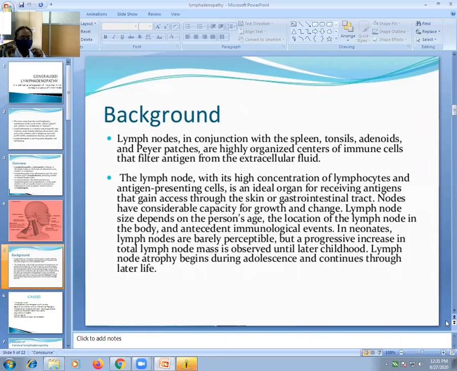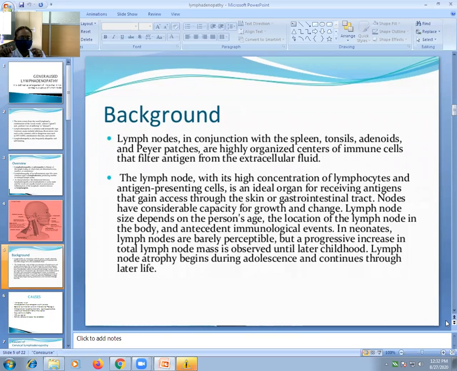Lymph node, with its high concentration of lymphocytes and antigen-presenting cells, is an ideal organ for receiving antigen that gains access through the skin, from the GIT, from blood, etc. The nodes have considerable capacity for growth and change. Lymph node size depends on the person's age, the location of the lymph node in the body, and the antecedent immunological event. In neonates, lymph nodes are very perceptible, but a progressive increase in total lymph node mass is observed until later childhood.